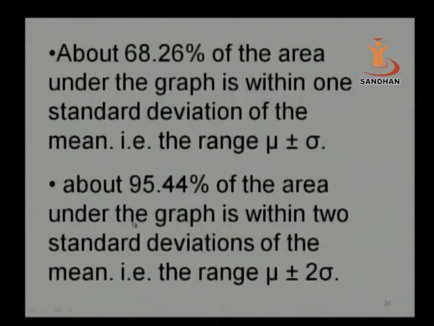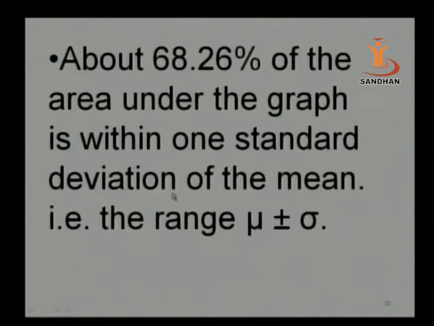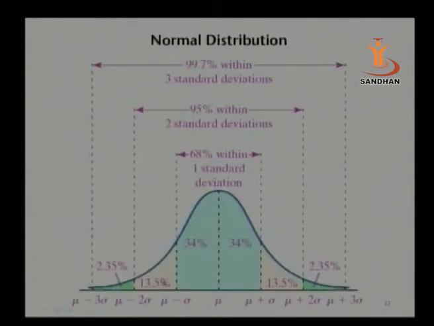Next is about 95.44% of the area under the graph is within 2 standard deviations of the mean. It means the range mu plus or minus 2 sigma. Let us see. Here, within the range mu plus or minus 2 sigma from the mean, almost 95% of the observations will fall within this range.